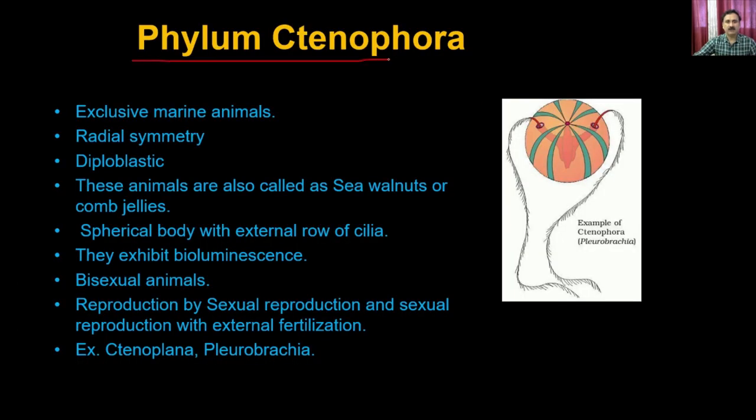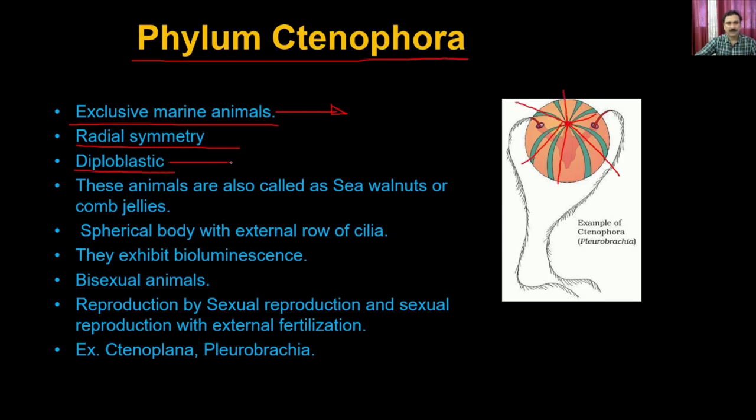Phylum Ctenophora are exclusively marine animals. So they are not present in freshwater, compared to the Porifera as well as the Coelenterata, which are both present in freshwater as well. Then they have radial symmetry. So you can see here, right? It has a radial symmetry. This ball can be dissected in multiple ways, and that's how they have radial symmetry.